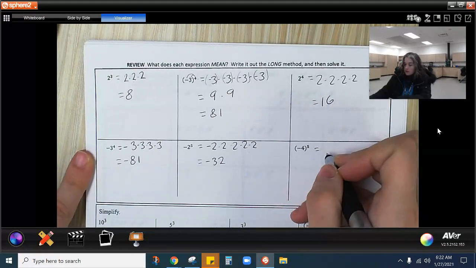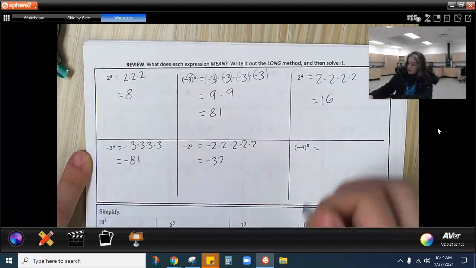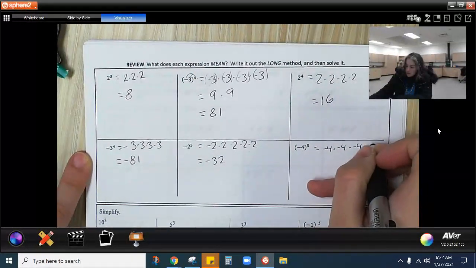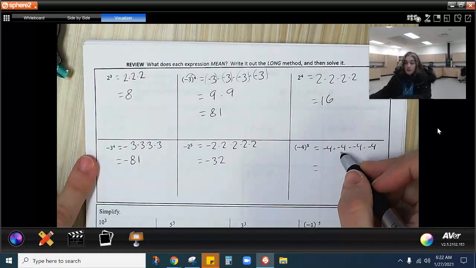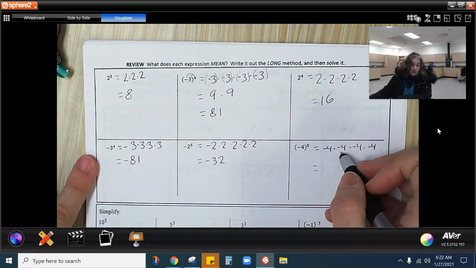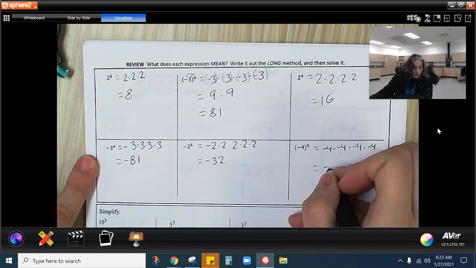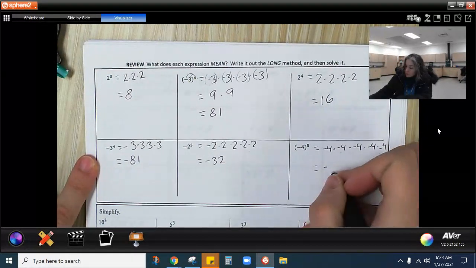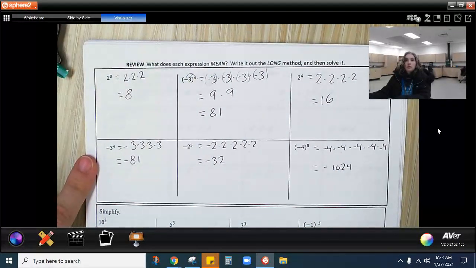And then with this one, I wrote that one out. There it is. We have -4 times -4 times -4 times -4. 4 times 4, -4 times -4, is 16. 16 times 16 is, I missed -4. There we go. So this is -1024.